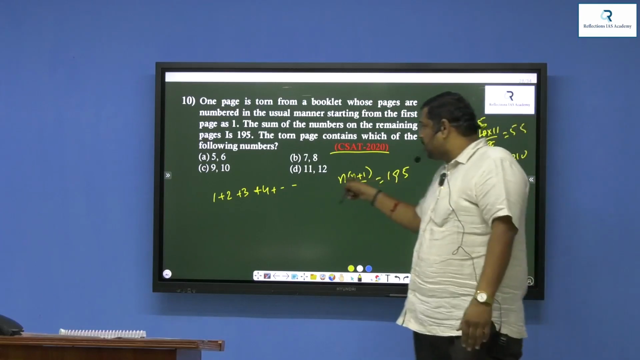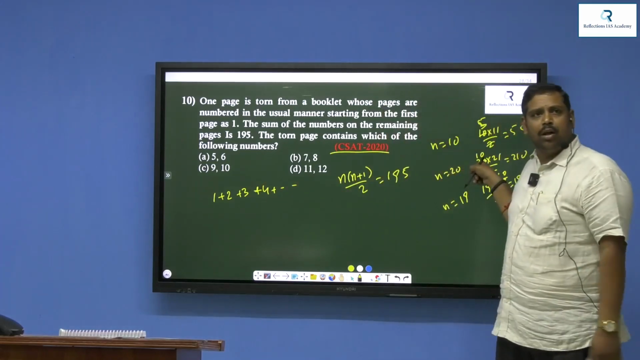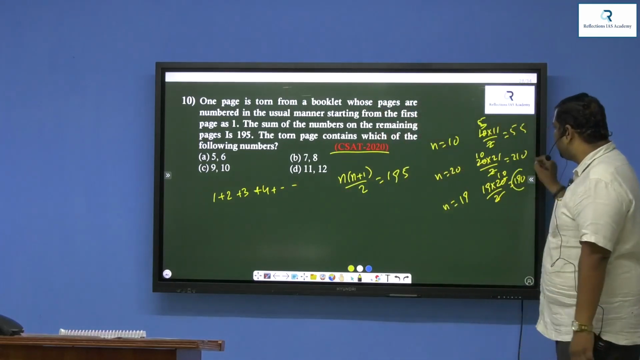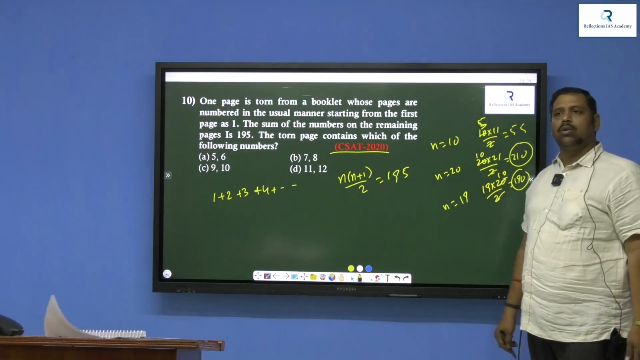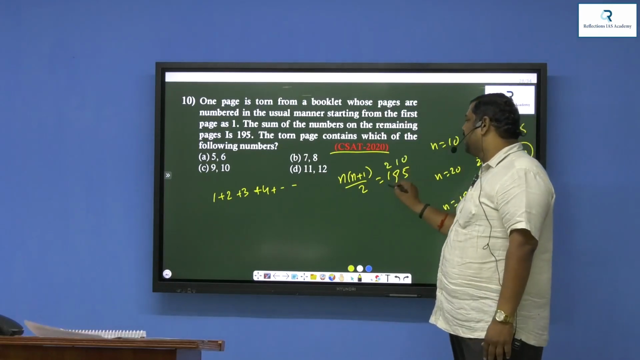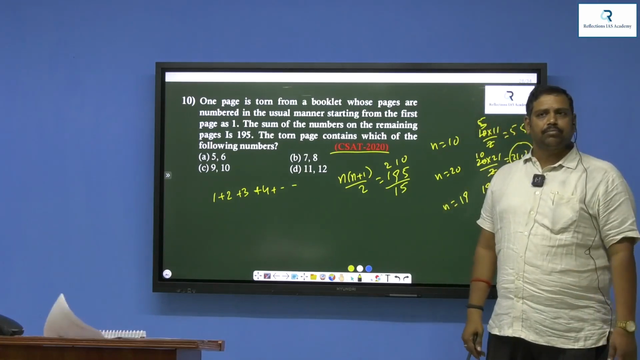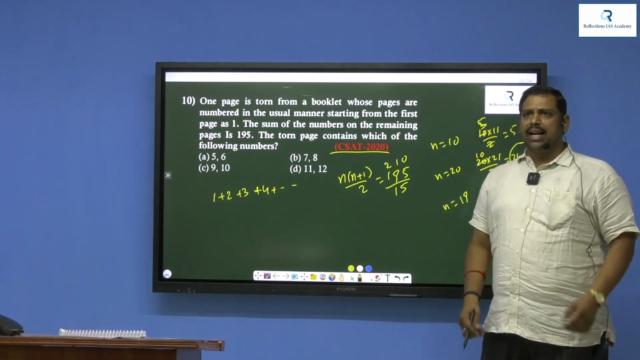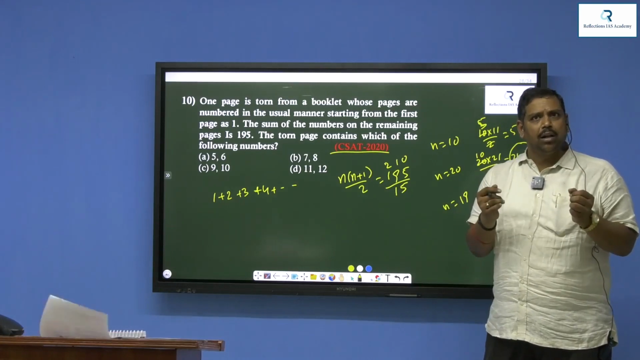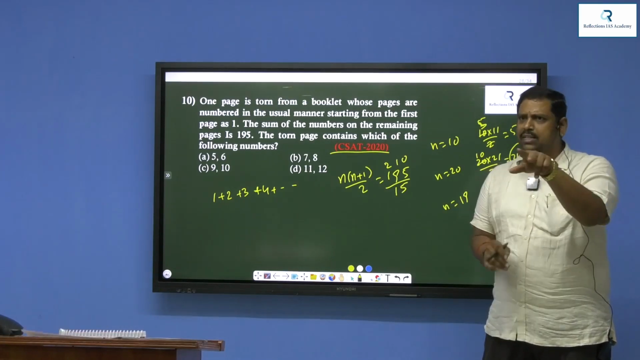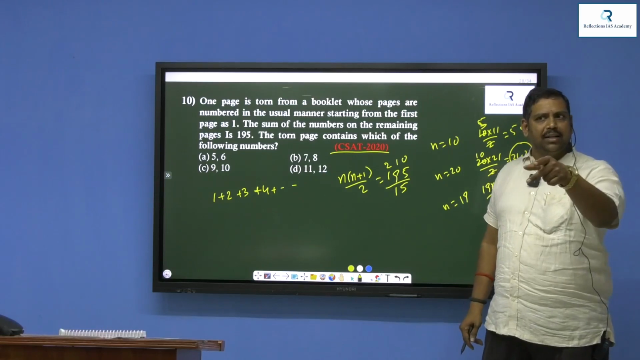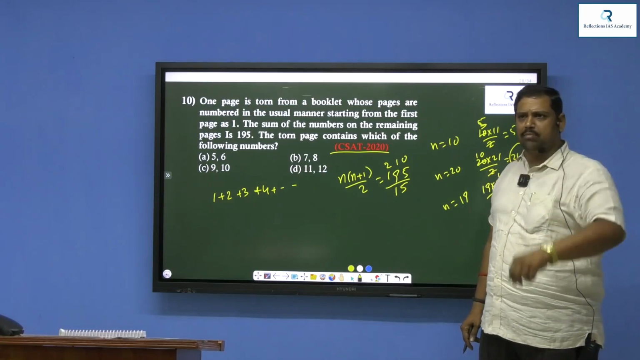Okay, if that page is also added, this is the sum, right or wrong? Now tell me, will it be 190 I have to take or 210 I have to take? To get 210, the sum of the numbers I have removed is 15. Yes or no? Can I say those numbers are 6 and 9? Not at all, because those two should be adjacent to each other. Where do you get a sum of 15 for 2 adjacent numbers?